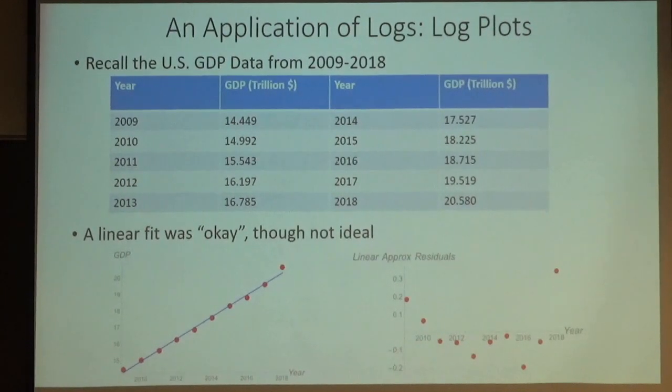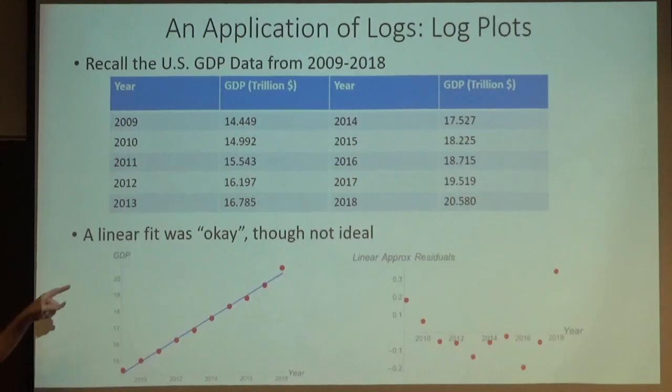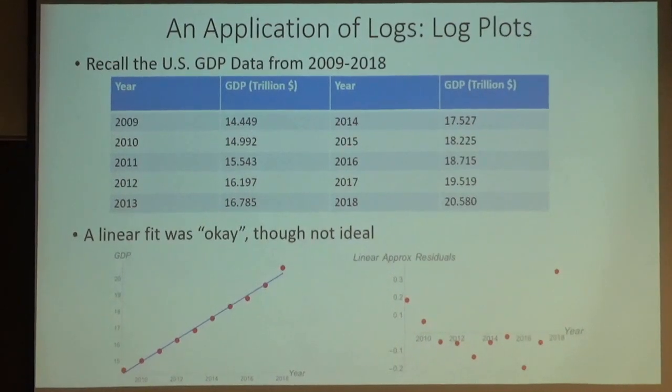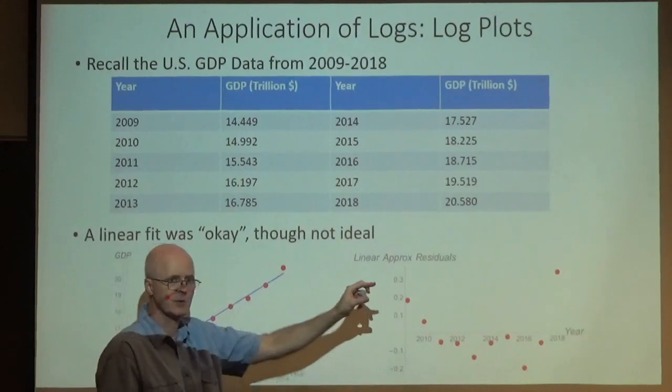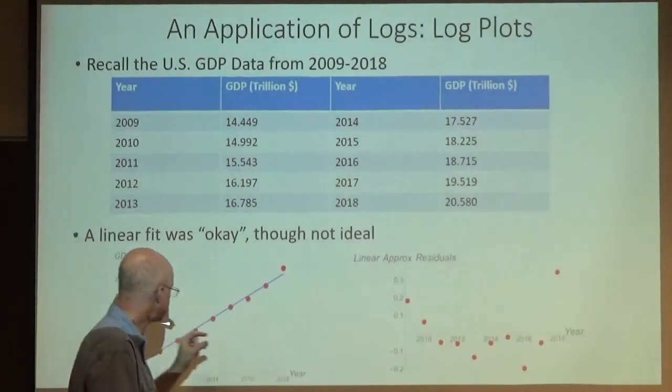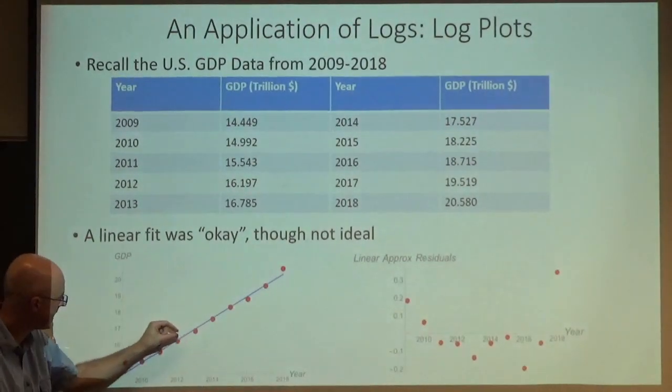So we looked at these data before, plotted it. The US GDP in trillions of dollars is a function of the year, these red dots that you see. And we did a linear fit initially. It follows the general trend okay. It's not too bad. But it's not ideal because when you plot the residuals, which are errors, they're essentially how far above or below the line these red dots are.